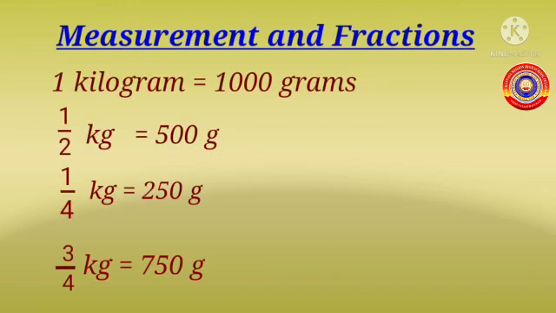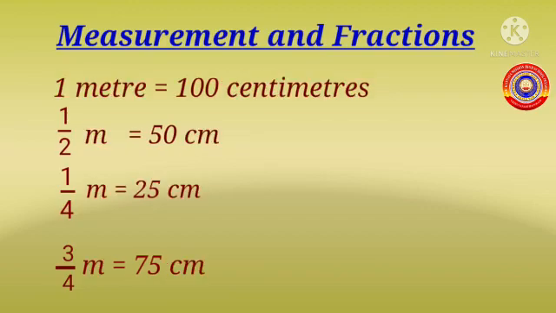Next, 1 kilogram is equal to 1000 grams. Then half kilogram is equal to 500 grams. Then 1 by 4 or quarter of a kilogram is equal to 250 grams. 3 by 4 kilogram or 3 quarters is equal to 750 grams.